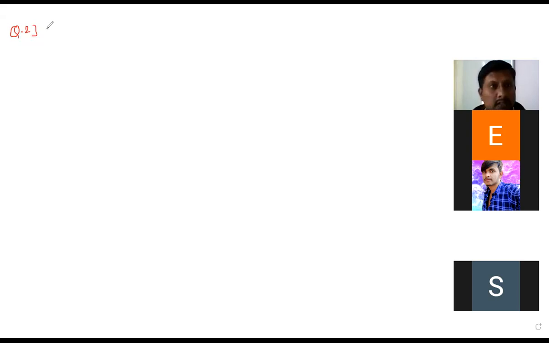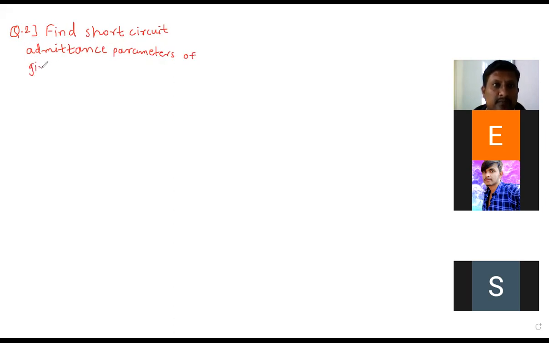So the question was: find or determine the short circuit admittance parameters. Short circuit admittance parameters means Y parameters you have to find out of the given network. This is the question.